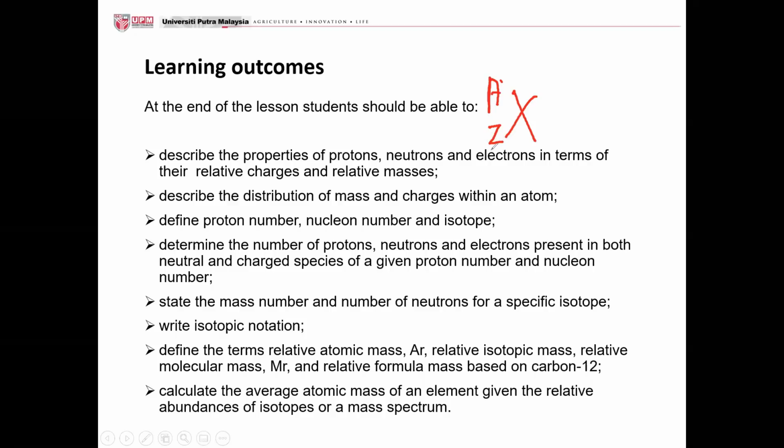Next outcome, you need to know how to define the terms relative atomic mass, or the symbol is Ar, relative isotopic mass, relative molecular mass, and relative formula mass based on carbon-12. Last but not least, you need to know how to calculate the average atomic mass of an element given the relative abundance of isotopes or a mass spectrum.